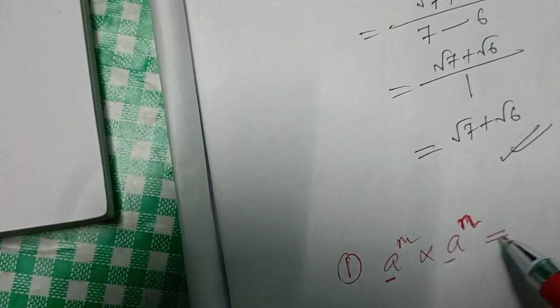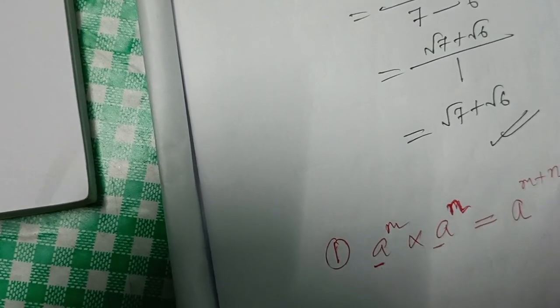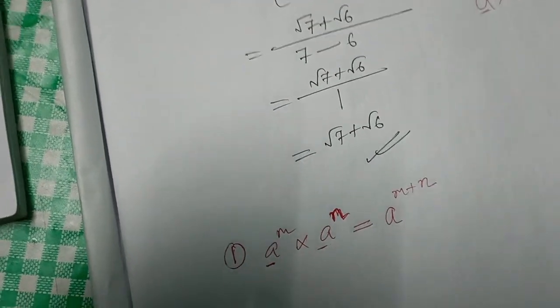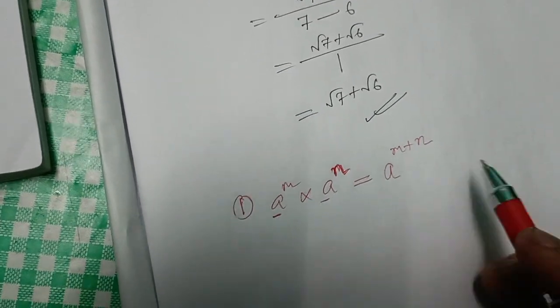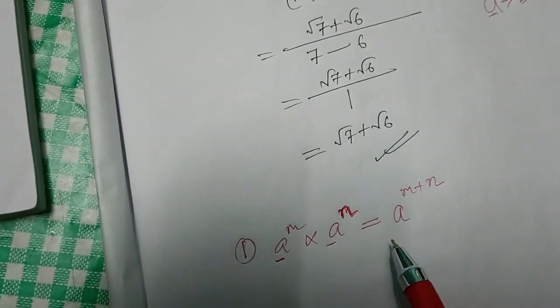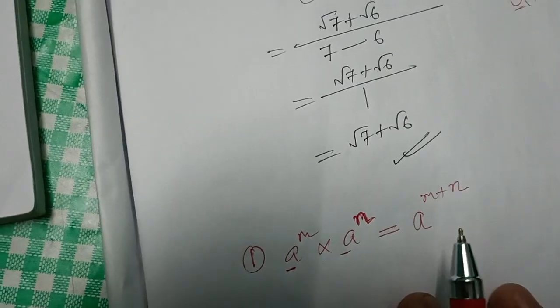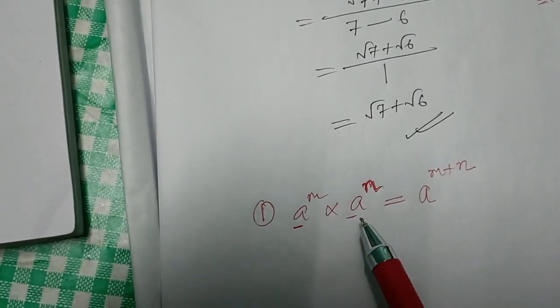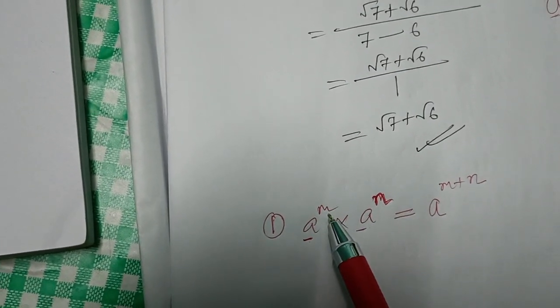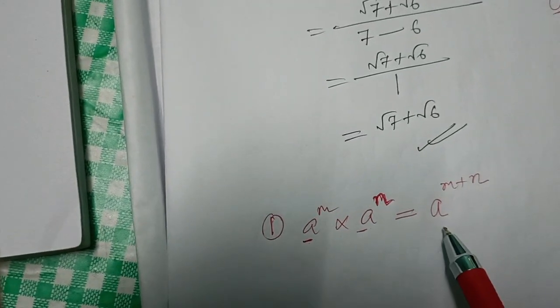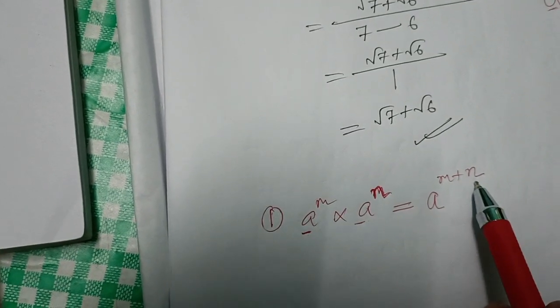When you see the base is the same and the powers are different, in case of multiplication there is a law. We write a to the power m plus n. You have to remember this, because by using this formula we have to do some problems related to real numbers. When you do some calculations, we have to apply this law. So always remember, in case of multiplication, if the bases are the same and the powers or exponents are different, then we use this law, a to the power m plus n.